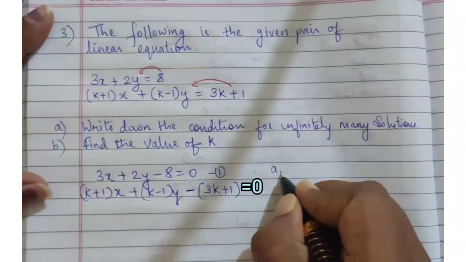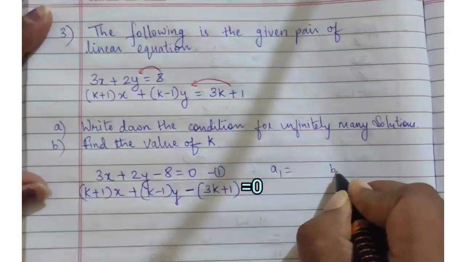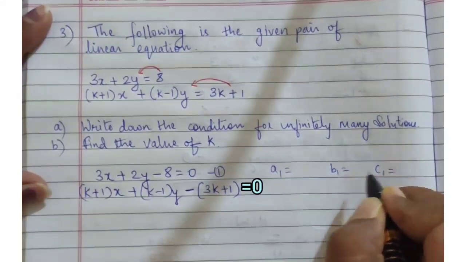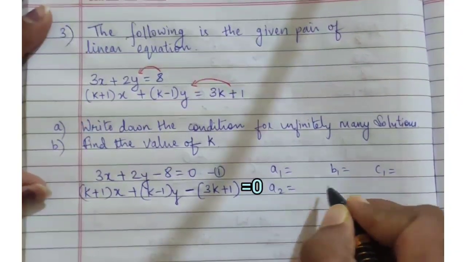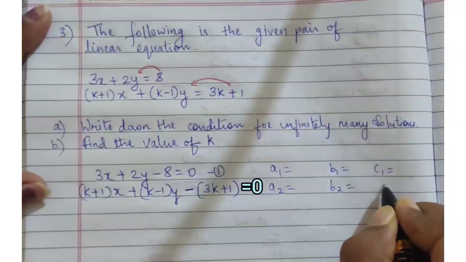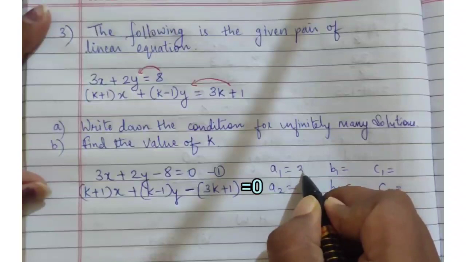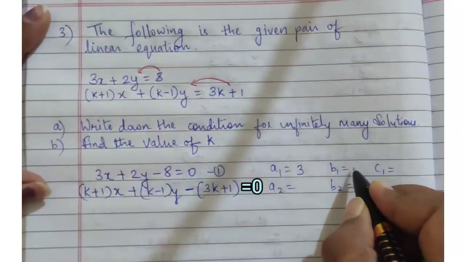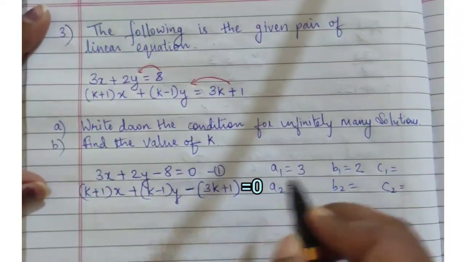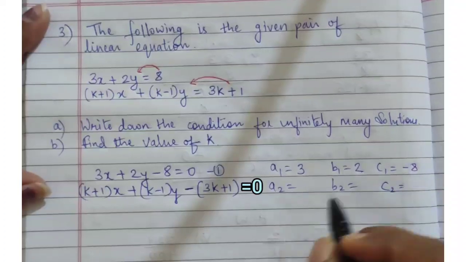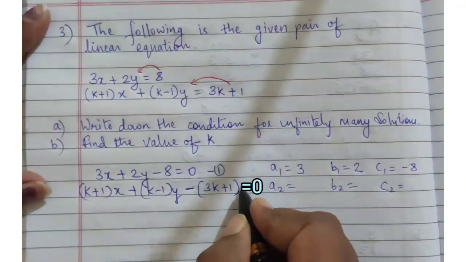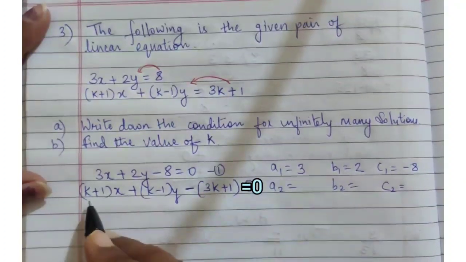You have to write A1, B1 and C1. Similarly A2, B2 and C2. So A1 here is the coefficient of x, that is 3. B1 is the coefficient of y, that is 2. And C1 here is minus 8. For the second equation, this is our second equation, A2.